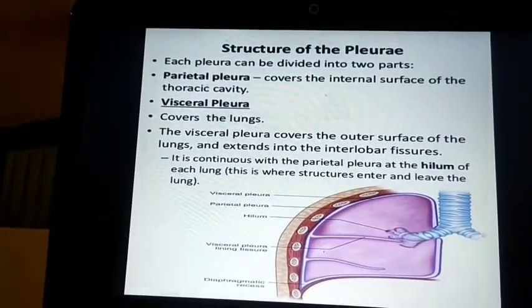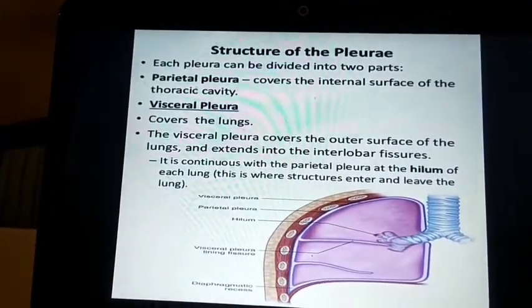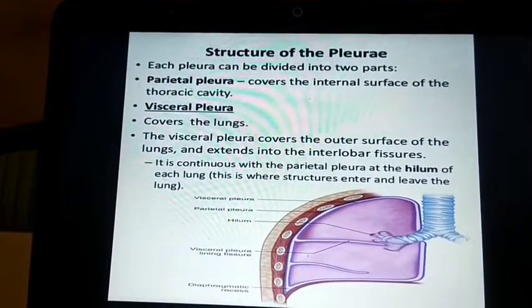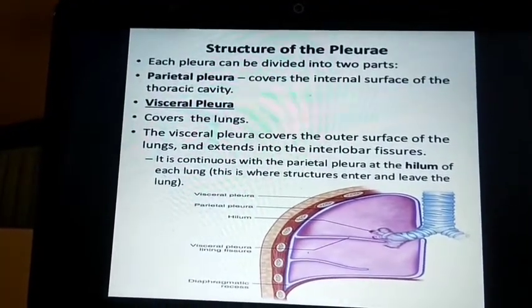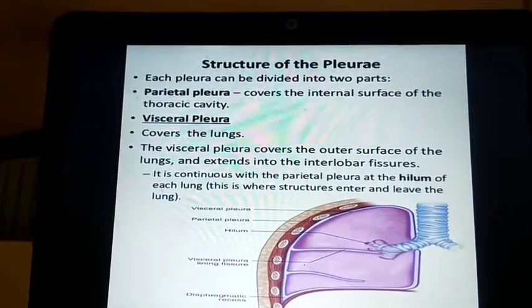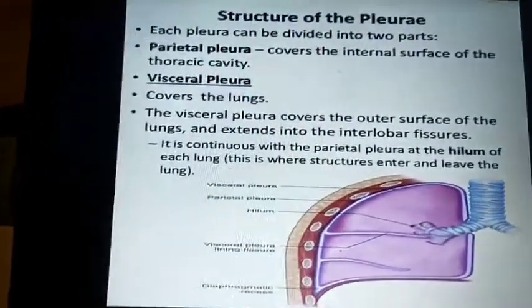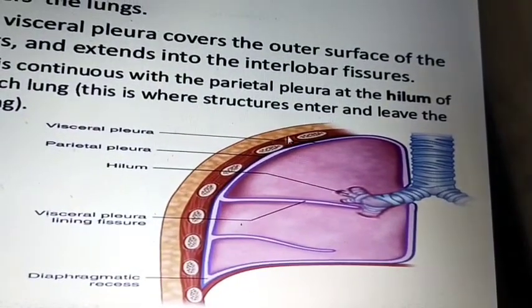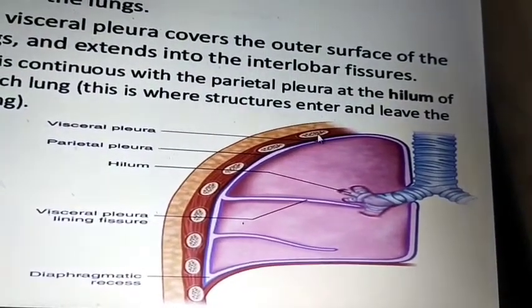Now the structures of the pleura. Each pleura can be divided into two parts, one is the parietal pleura, another is the visceral pleura. The parietal pleura covers the internal surface of the thoracic cavity. You can see it clearly in this picture. This is the thorax, and these are the ribs.